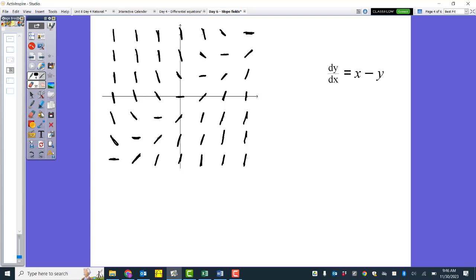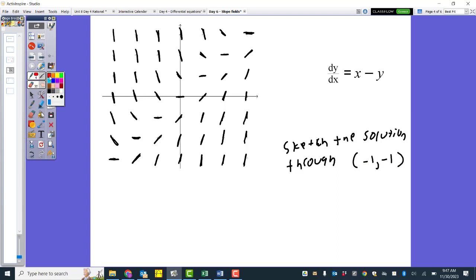All right, so there's our slope field. And now let's look at it through a point. Let's say we sketch the solution through negative 1, negative 1. So that's this point right here.